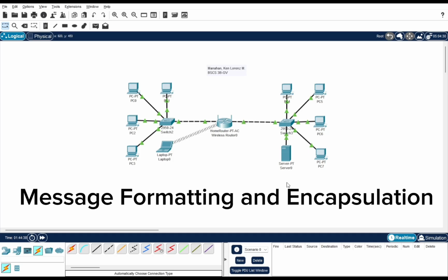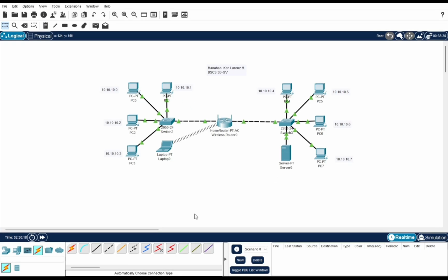In message formatting and encapsulation, both the sender and the receiver must mutually agree upon a common format so that the communication becomes understandable. At the same time, some encapsulation is also done with the data that is going to be sent. It is going to add a few more pieces of information with the data, that is the source information and the destination information. To be precise, the IP addresses are added to the data which is going to be sent. Let me set up the IP address of these devices.